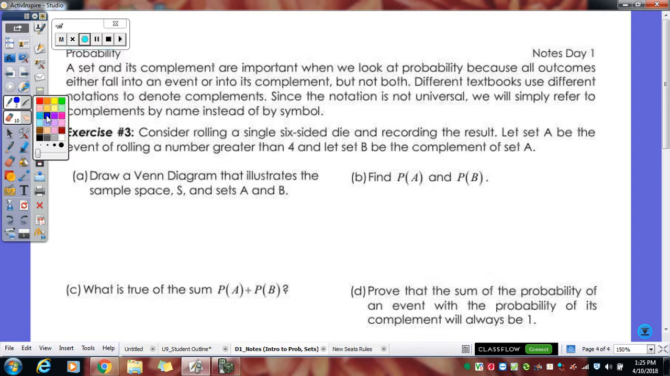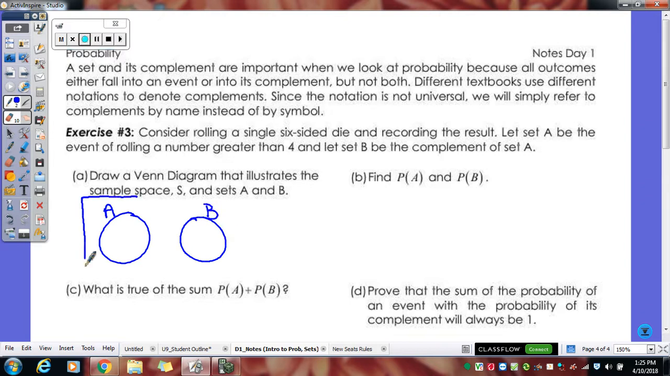So we're going to consider rolling a 6-sided die and recording the result. Let set A be the event of rolling a number greater than 4 and B be the complement of set A. So we're going to draw a Venn diagram to represent this. Now, since these are complements, the two circles in our Venn diagram representing set A and set B are not going to overlap because they're not going to have anything in common. They're complements. They're basically opposites of each other.